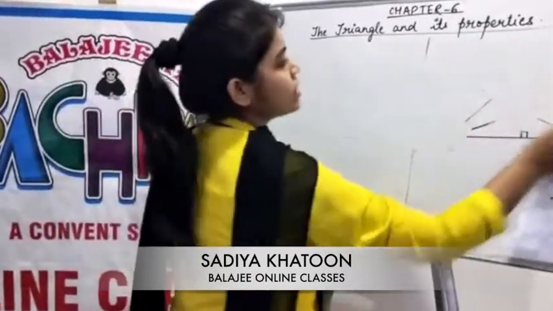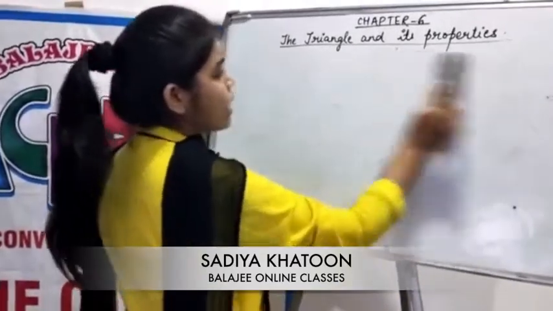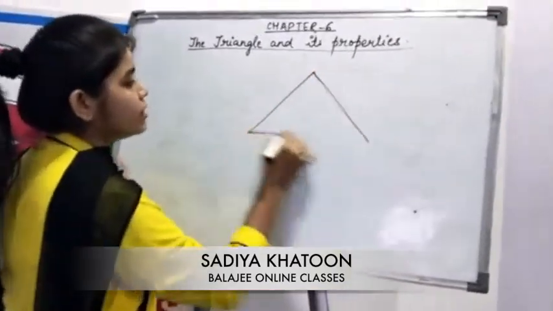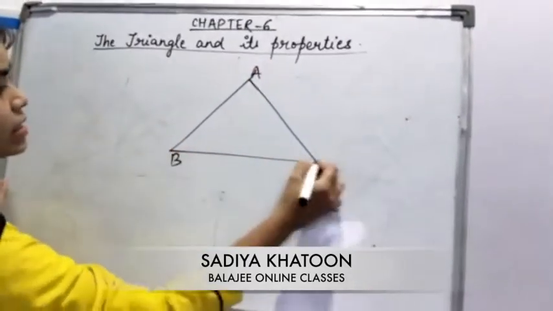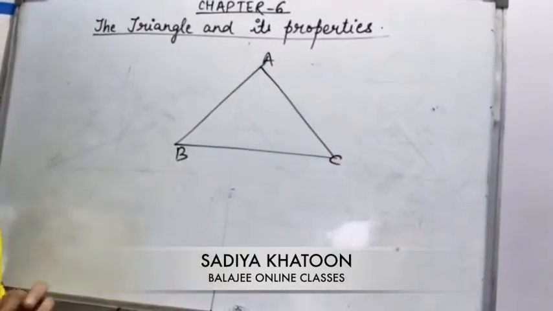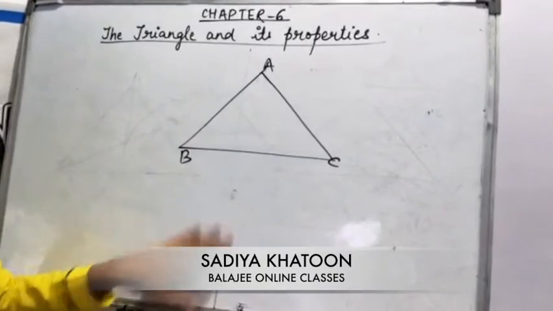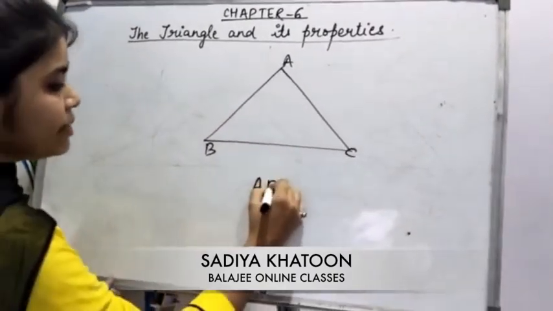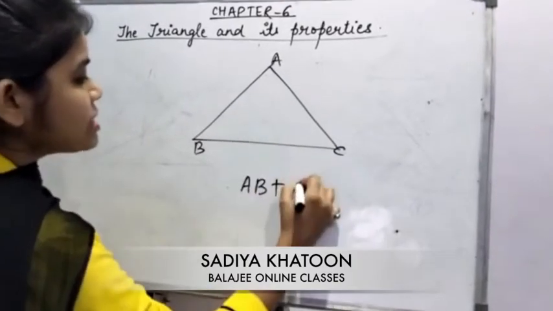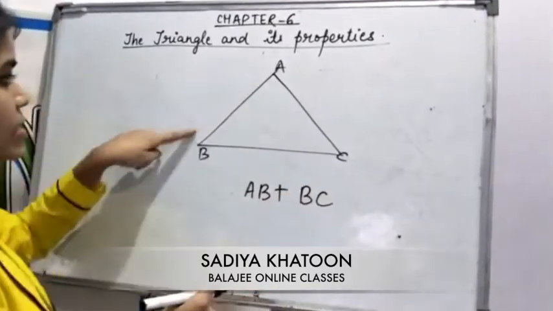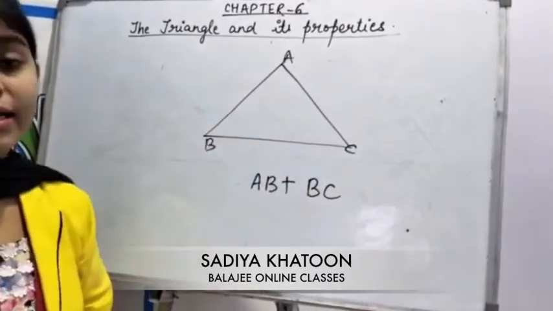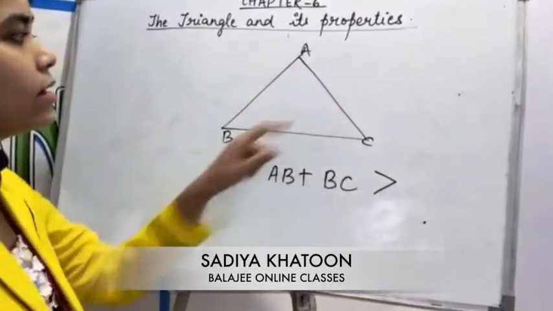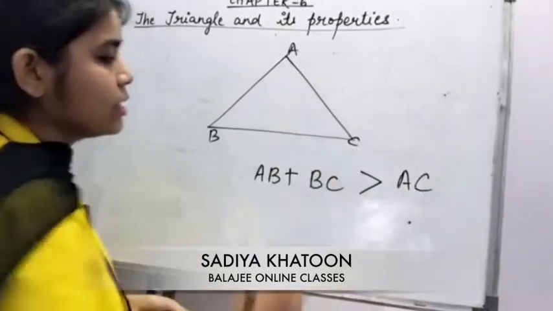Next property is about the inequality. Inequality means, suppose this is a triangle ABC. This property is about the inequality, और वो ये होती है कि अगर आप इनमें से किसी दो साइड को ऐड करेंगे, सपोज आपने AB प्लस BC किया, इस साइड को और इस साइड की लेंथ दोनों को ऐड कर लिया, तो दैट विल बी ऑलवेज ग्रेटर देन द थर्ड साइड, दैट मीन्स AC.